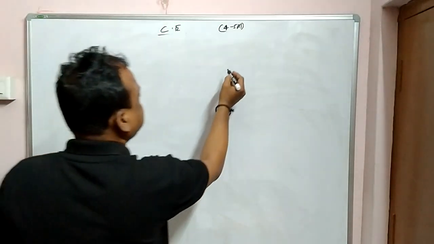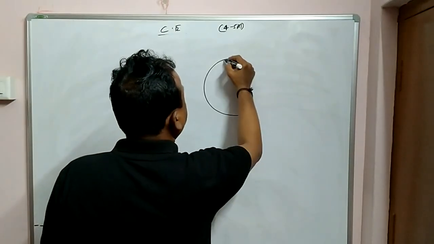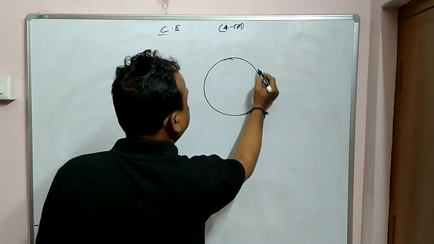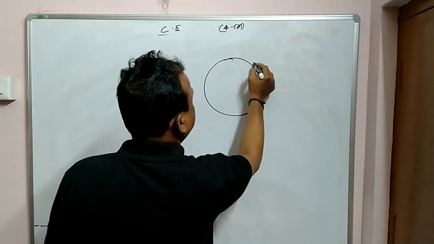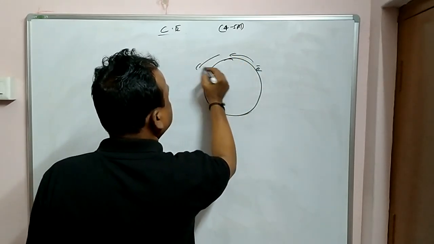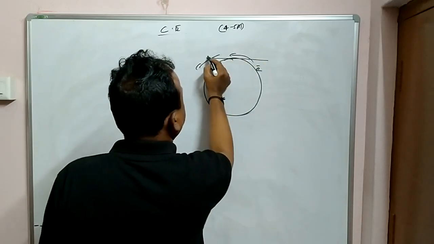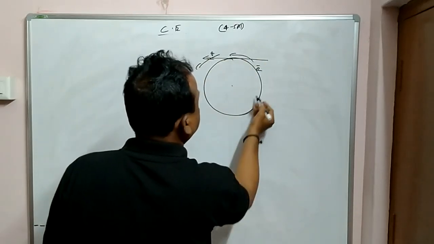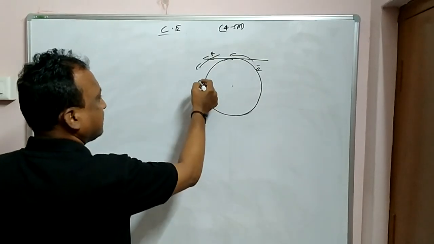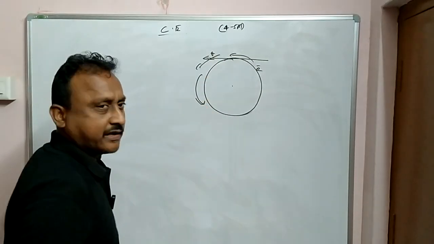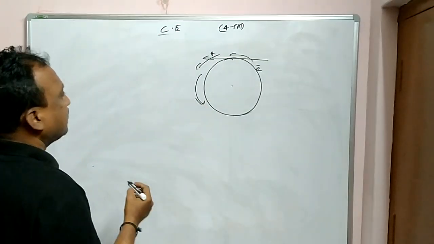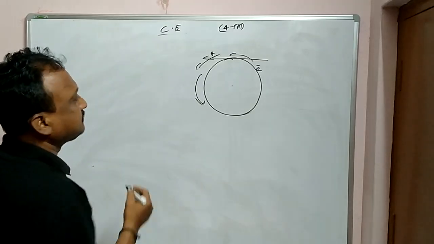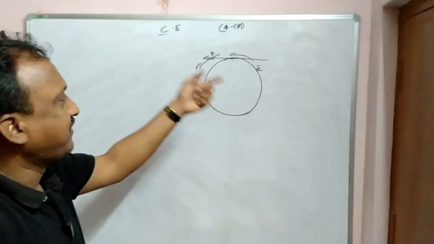For example, see here, other type of problems. This electron is revolving in this fashion. This is the velocity of the electron. Suppose the electron is revolving like this in a circle. Sometimes you may be asked in terms of frequency.